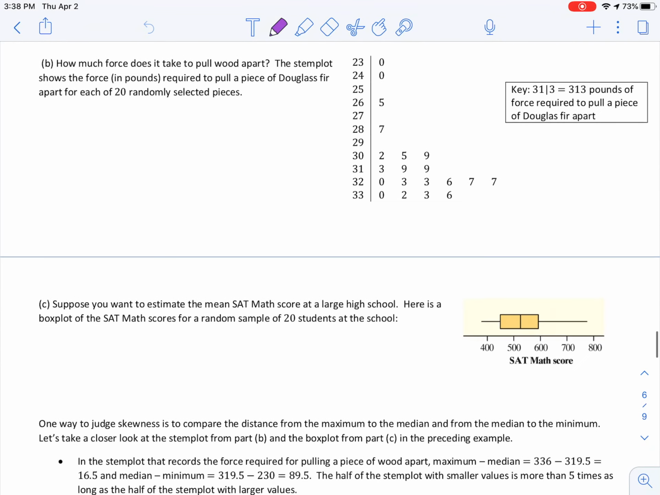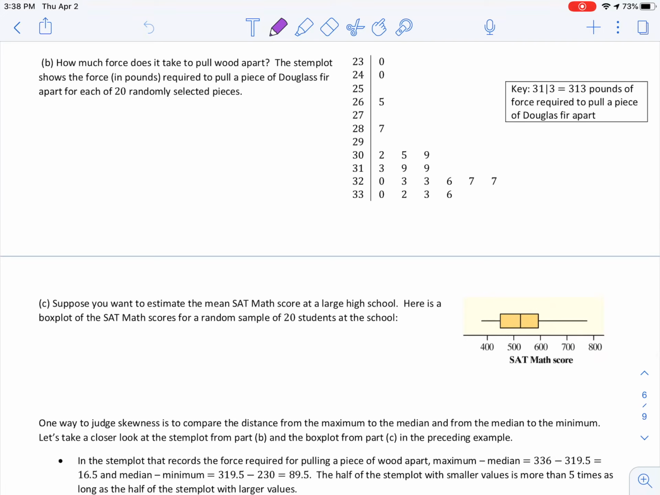For part B, it's wanting to know how much force it takes to pull wood apart. So we have a stem plot of force required to pull a Douglas fir apart. We have 20 randomly selected pieces, so that's a problem here. We can't just meet it as quickly as we did last time. Our sample size of 20 is less than our threshold of 30.